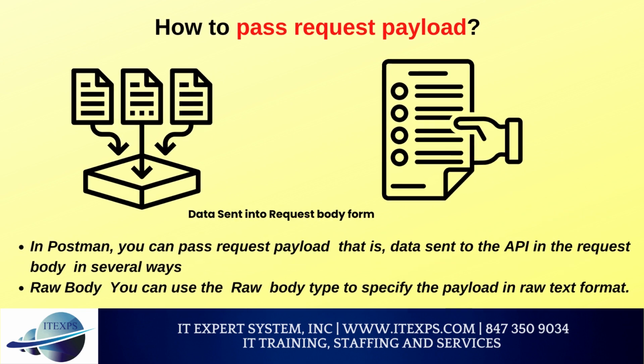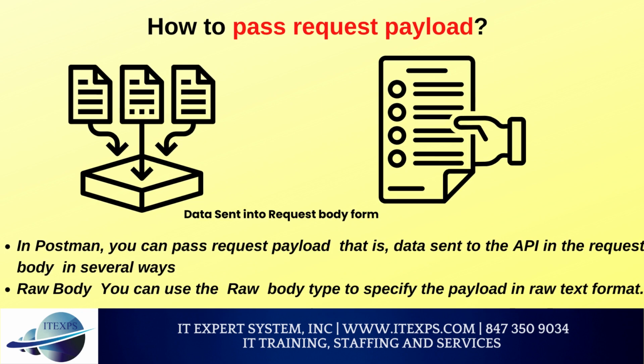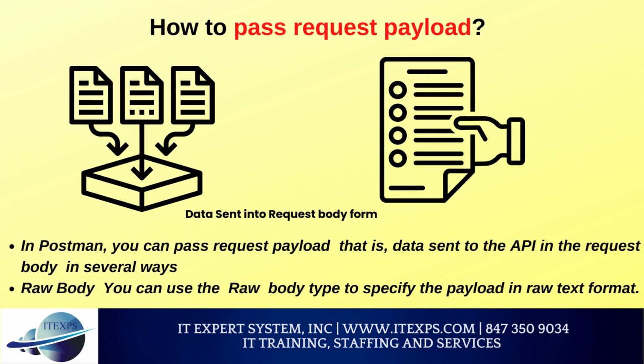How to pass request payload. In Postman, you can pass request payload, that is, data sent to the API in the request body, in several ways. Raw body: you can use the raw body type to specify the payload in raw text format. This is useful when the payload is a simple string or JSON object. Form data: you can use the form data body type to specify the payload as key value pairs.